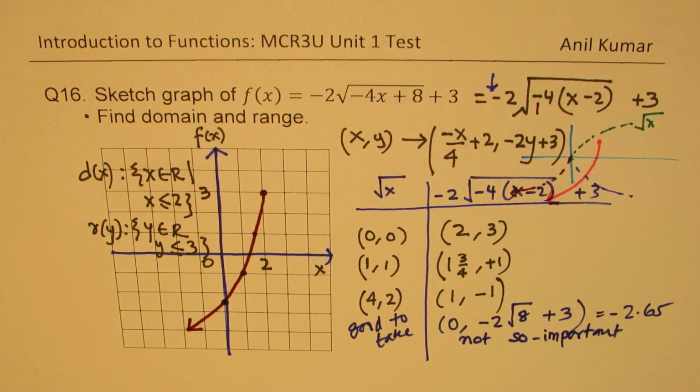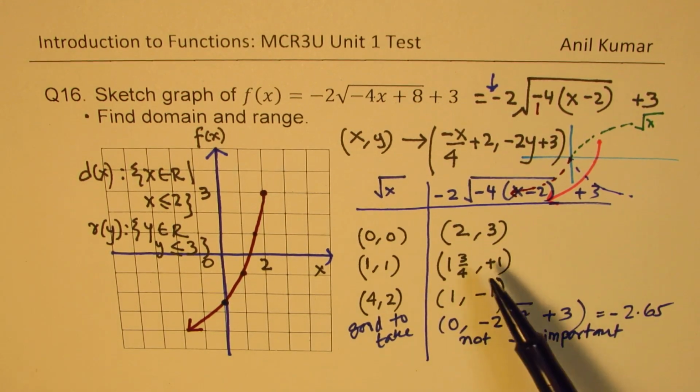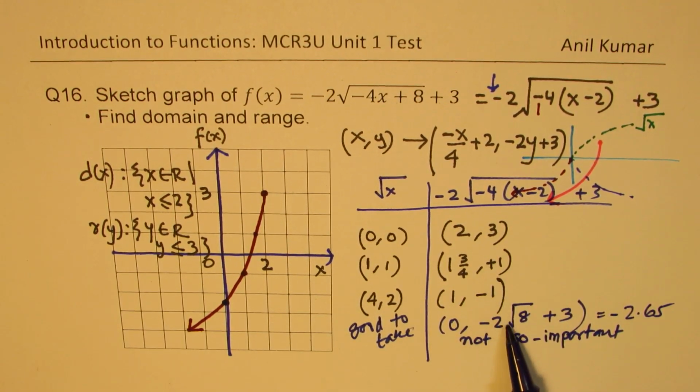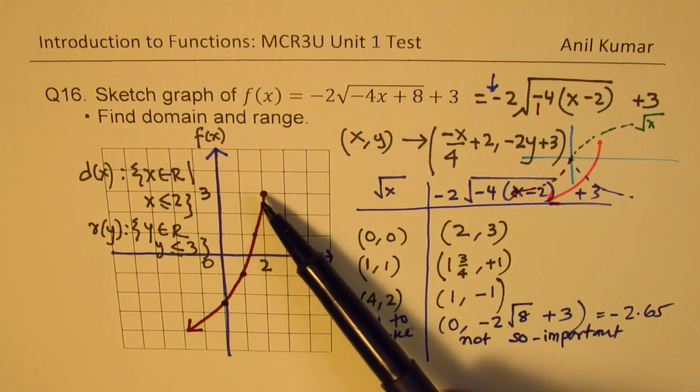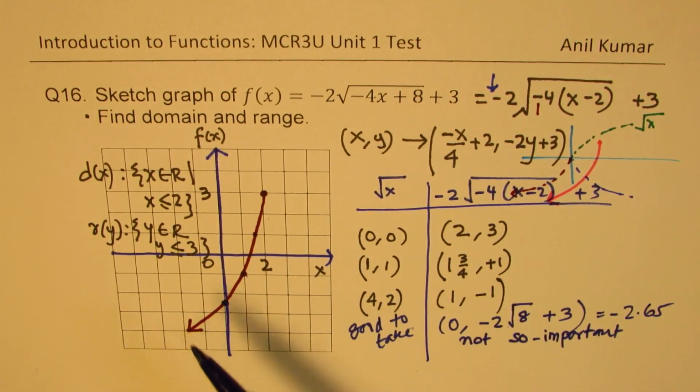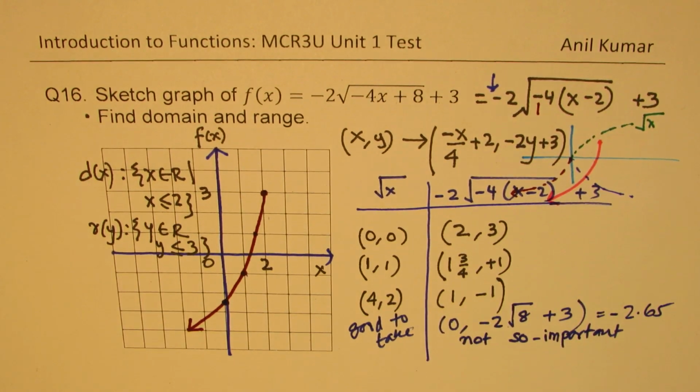So I hope this concept is absolutely clear. So it's a good idea to use the points as we did. You may or may not look into this point. Just sketch with these 3 points. That should be okay. You'll definitely get correct domain and range. But it is a preferred thing to always find the y-intercept. It's not difficult to calculate. So with that, we come to an end to this important test question on functions, Unit 1, MCR3U.